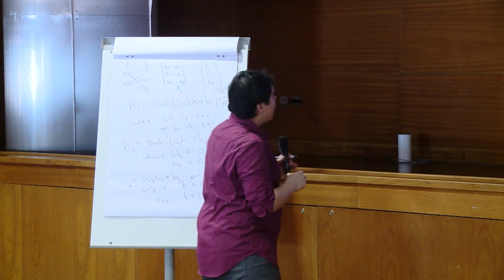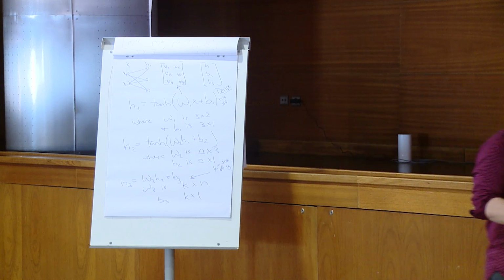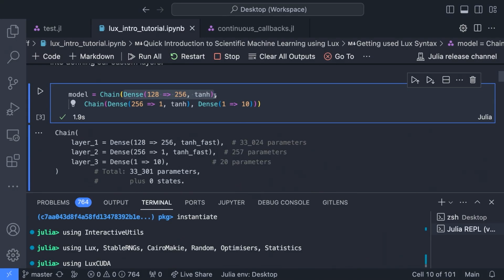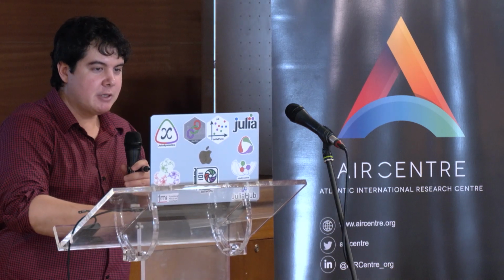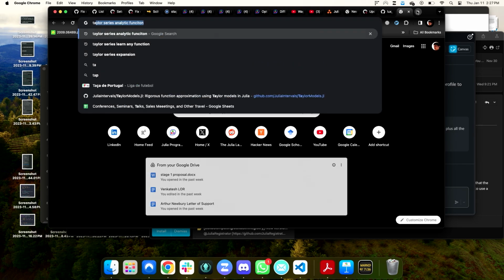So what this neural network is saying right here is, when you give me an x, first apply this layer that multiplies by that matrix with 128 columns and 256 rows, then add a vector of size 256, and then apply element-wise this tanh function. What is the tanh function? Let me pull it up so that people are familiar.